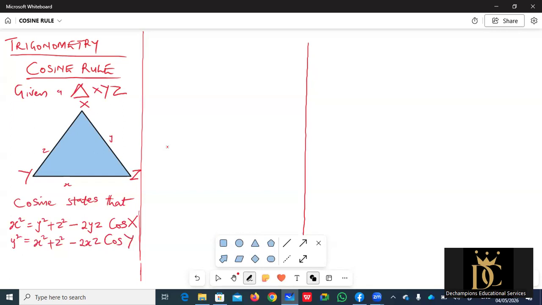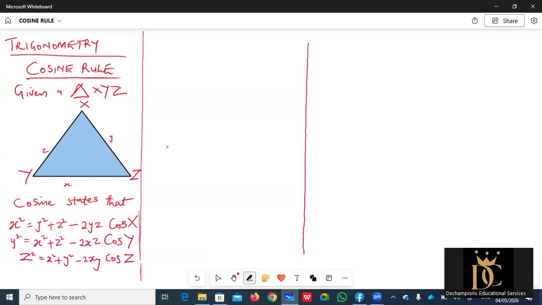And also, if you want to find side z, z square is equal to x square plus y square minus 2xy cos z.